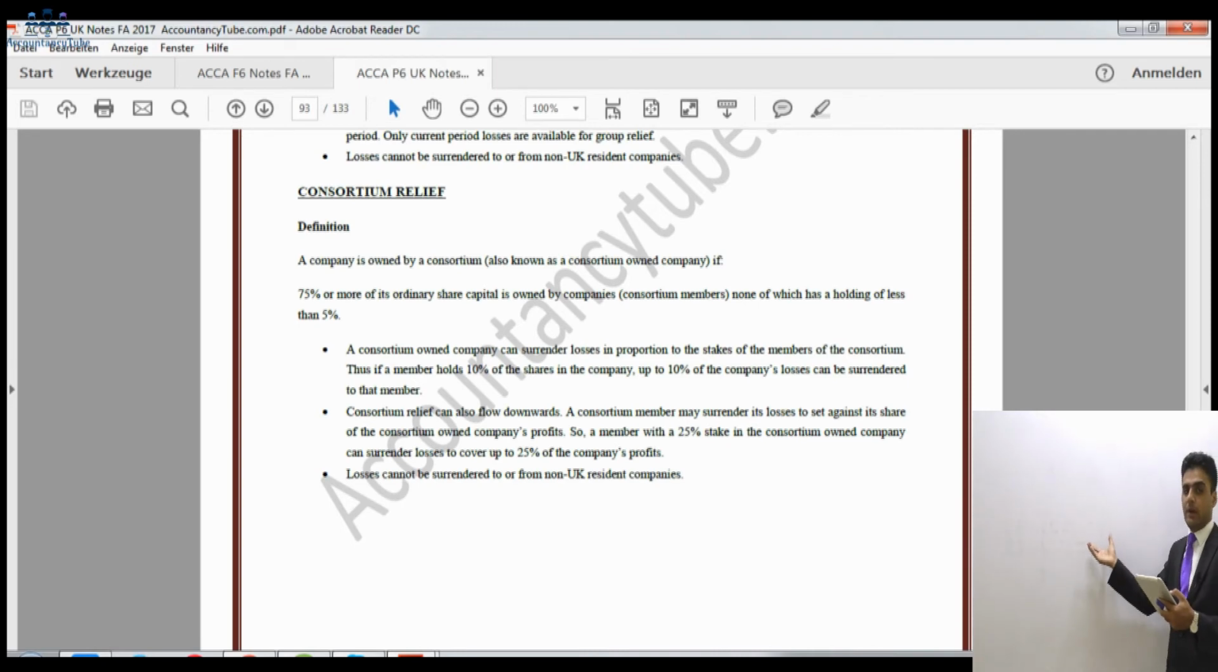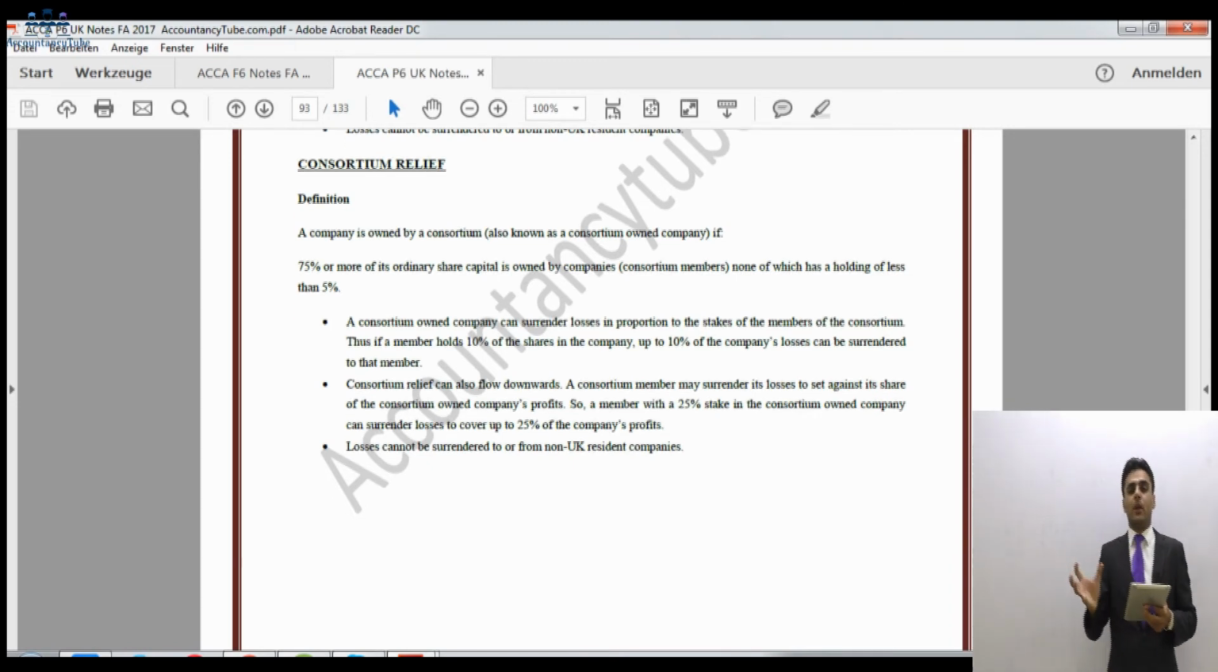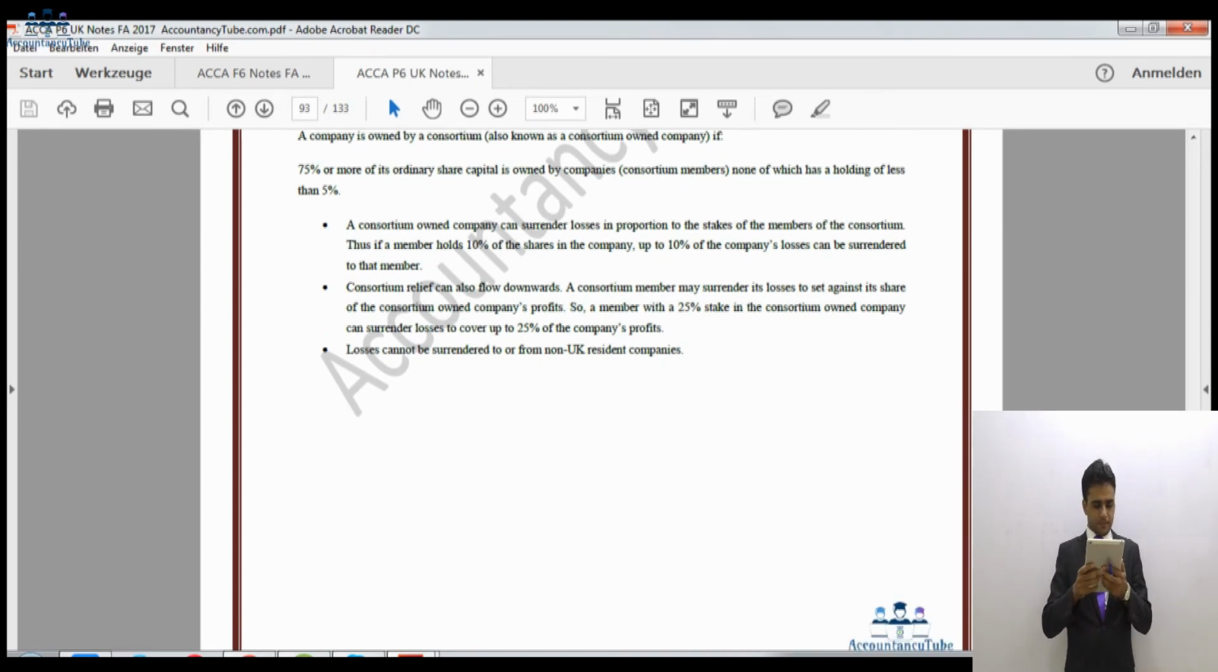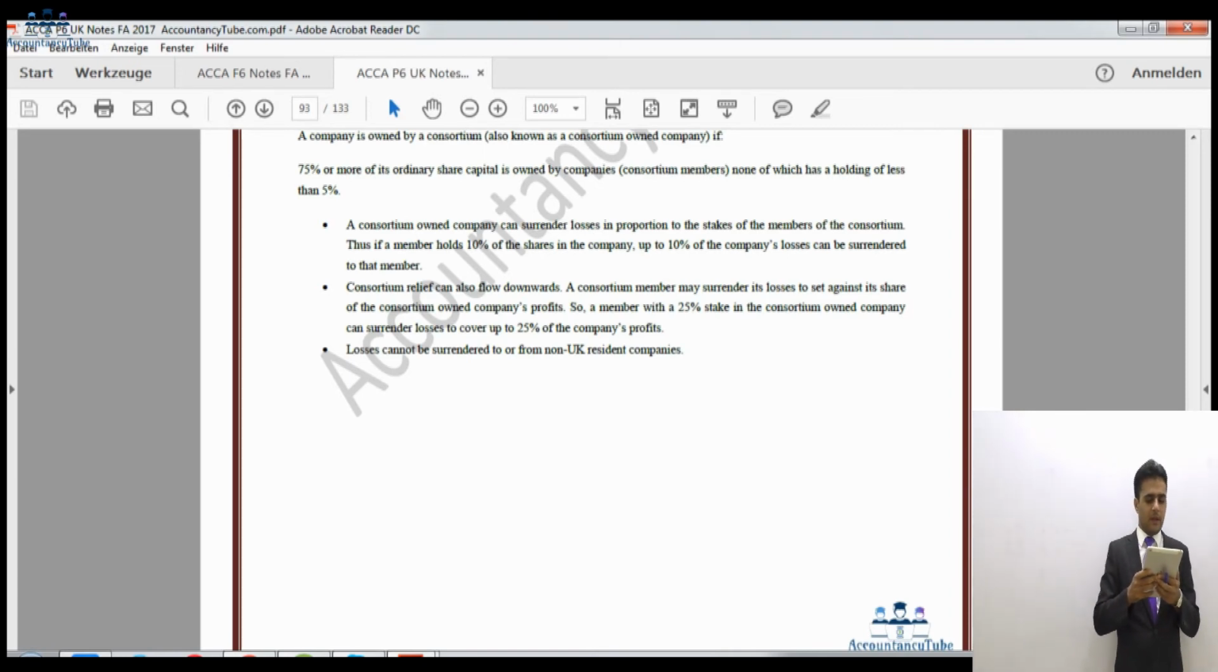Say, for example, if one company had a capital gain, that gain can be transferred to the loss-making company as well, the capital loss company. All right, so the capital losses can be transferred to the other group member, and capital gains can be transferred as well. So they can be done both ways. So that's what it means here.